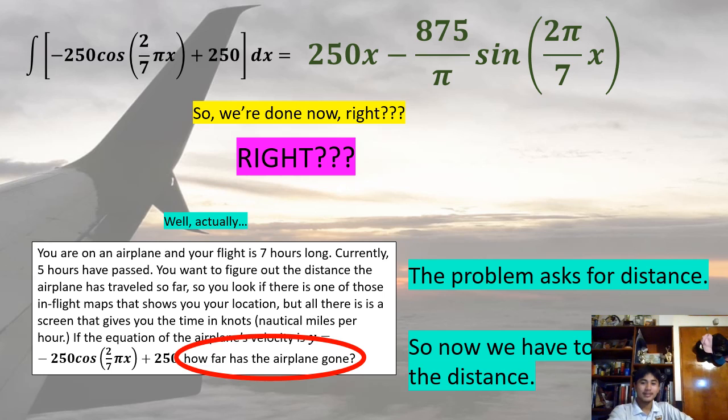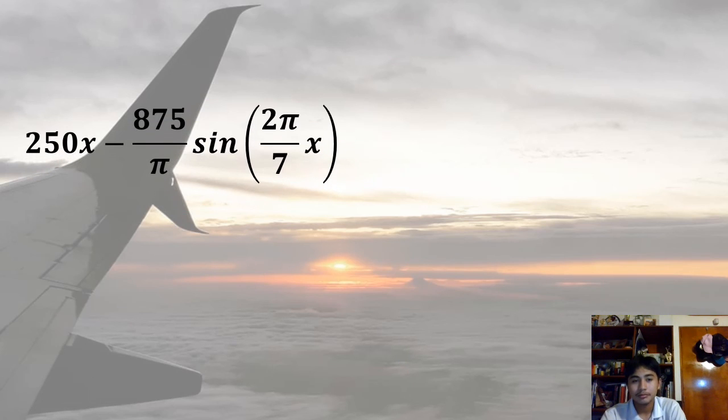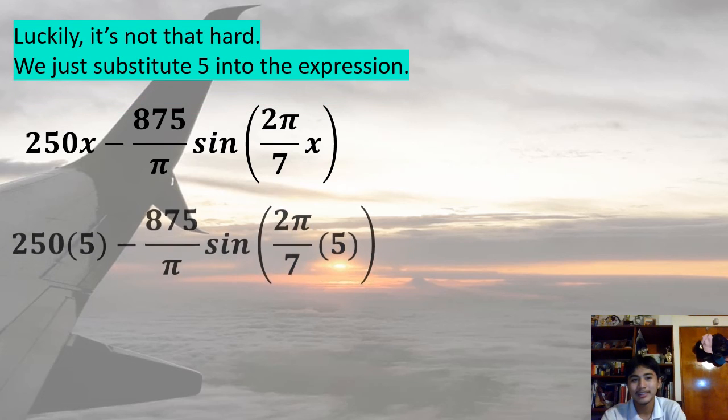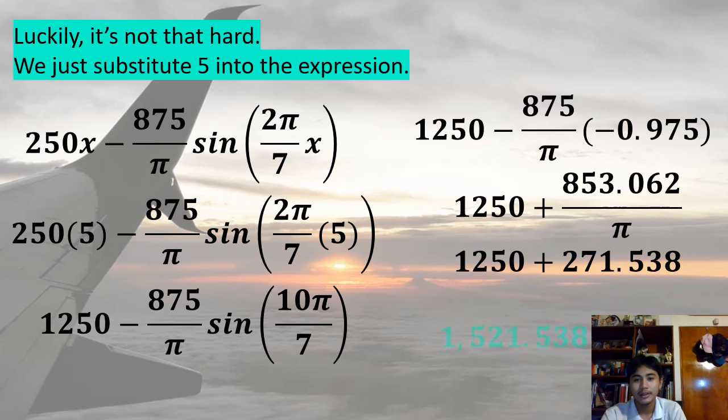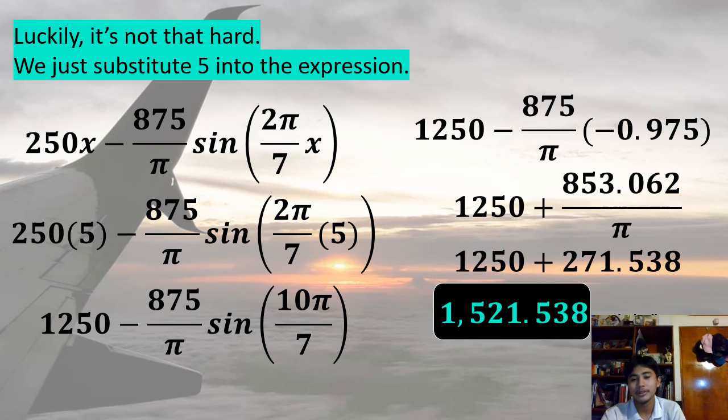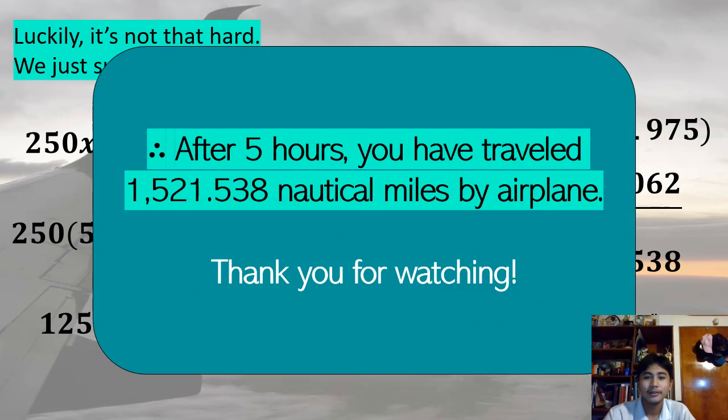But anyways, the problem is asking for distance, so we have to find the distance now. So how far has the airplane gone? That's something we need to think about. Well, we have an equation here telling us exactly how, so it's not hard. We just have to substitute 5 into the expression since it's 5 hours, and eventually we'll come out with our answer, which is 1,521.538 nautical miles, since it's knots. And so we have figured out that after 5 hours, you have traveled 1,521.538 nautical miles by airplane.